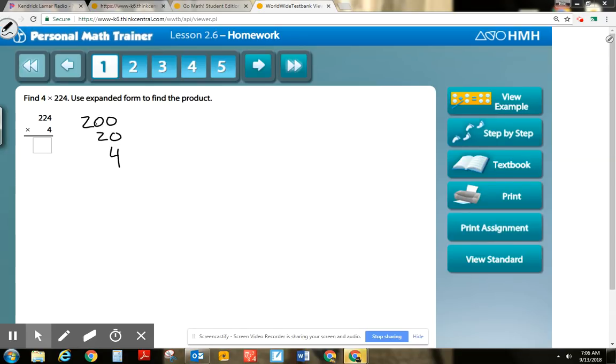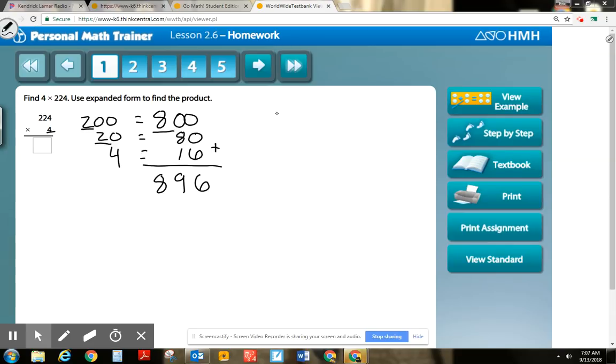All right, so now we're going to do 4 times 200, and that's 800, right? 4 times 2 is 8. Well, now we have 4 times 20, it's 80. Look at my place value. Then I do 4 times 4, and that's 16. Now I add them together. It's really important when you have the numbers like this, a 2 and a 2, and you have those numerals, that you're really thinking about your place value and lining it up.